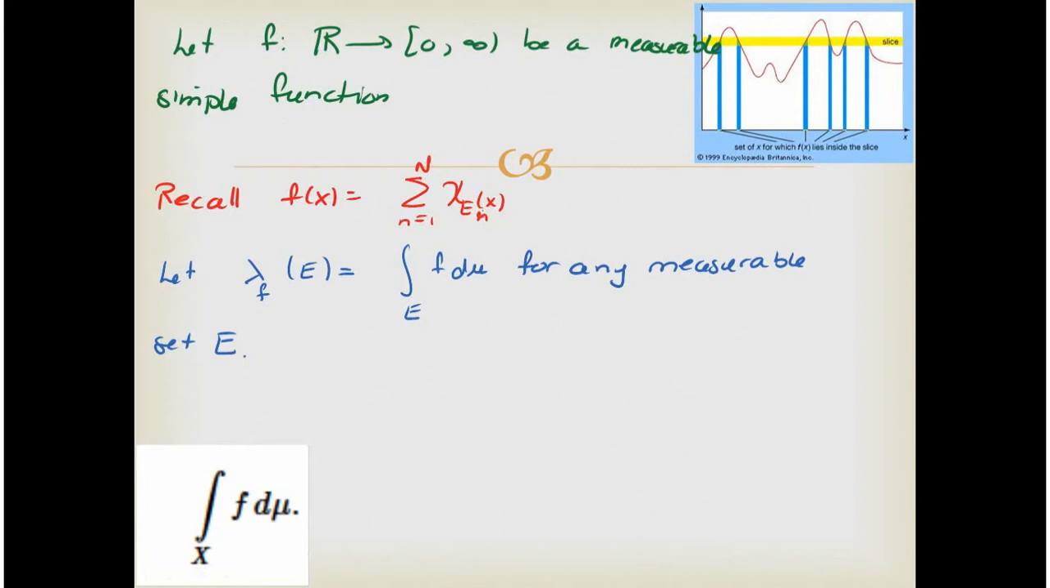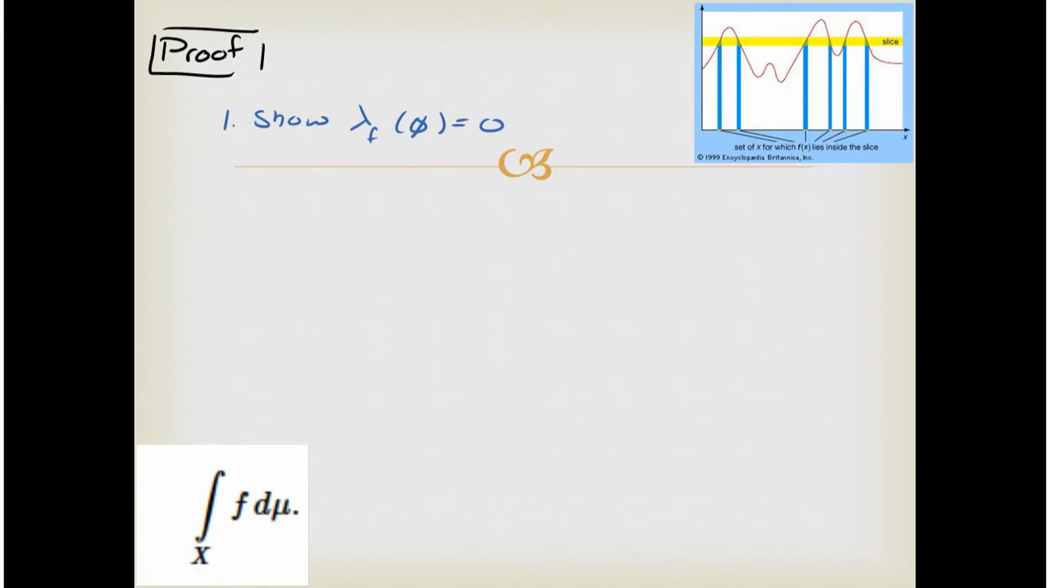If I define lambda f, which is a function of any measurable set E, where mu is a measure and E is a measurable set under this measure, to be the integral of f over E d mu, which we talked about last time, what is meant by the integral of a simple function, then it turns out that this object here is also a measure. How do I prove that?